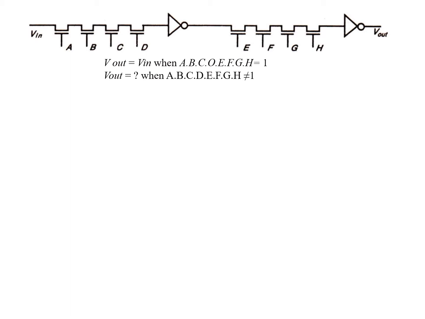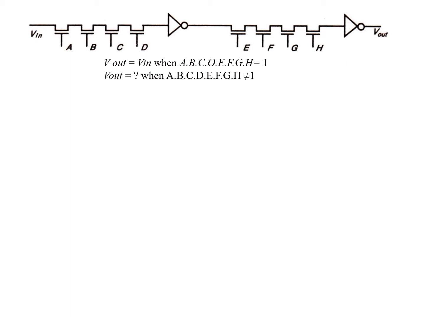Now in this case, your output is 1 only when A, B, C, D, then E, F, G, H are 1. Along with that, the output of the first inverter should also be high. Then only you will be getting the output as 1. But if A, B, C, D, E, F, G, H and the output of the inverter is other than 1, then the output will not be 1. You will not be able to predict what the output is.